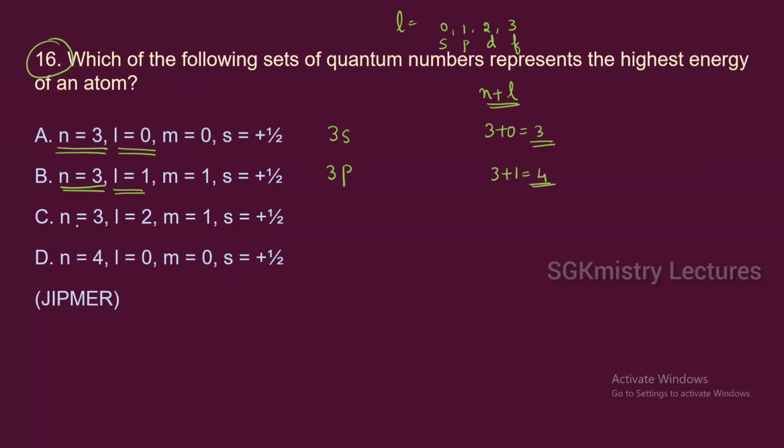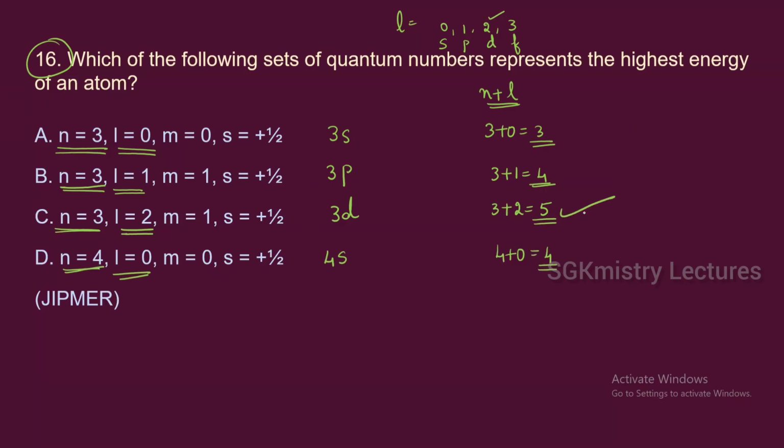Next, here N is equal to 3, L is equal to 2, so for 2 we have D, right? So 3 plus 2 here, that is N plus L, that is 5. Next, coming on to the last one, N is equal to 4, L is equal to 0, so S. So 4 plus 0, which is equal to 4.